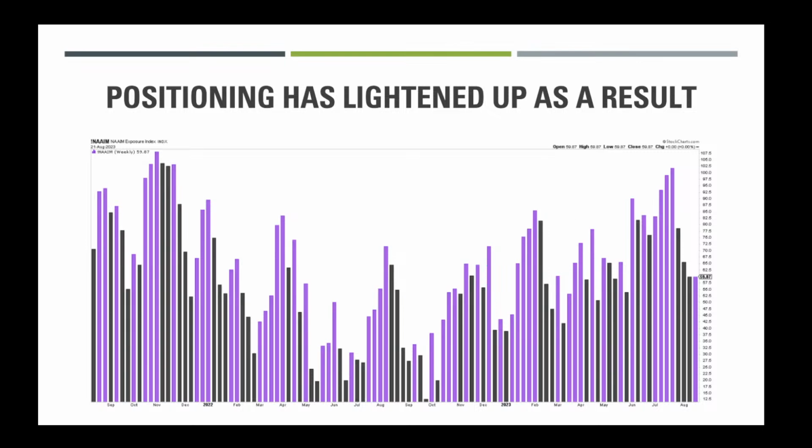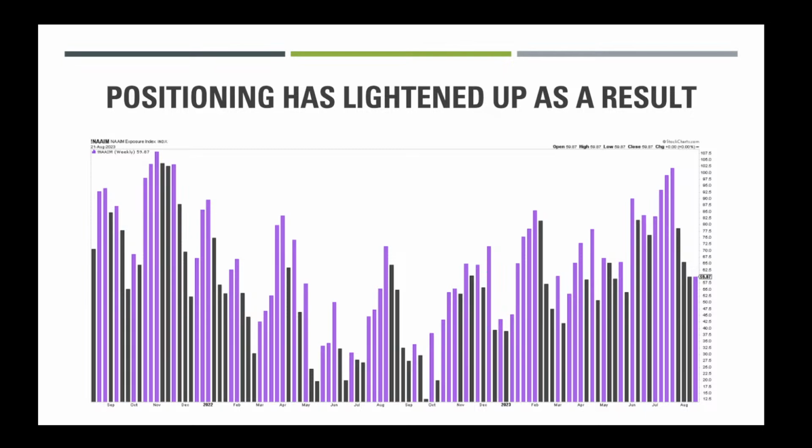Next chart here we have is NAAIM, and we're looking at positioning lightening up at the institutional level, right? So we were over 100, which means leveraged long, managed money. I know we're segueing a little bit from retail to managed. I'm just using these as proxies for different views, because if I had to give you the whole presentation of everything I look at, you'd probably fall asleep. So I just want to keep it simple and light.